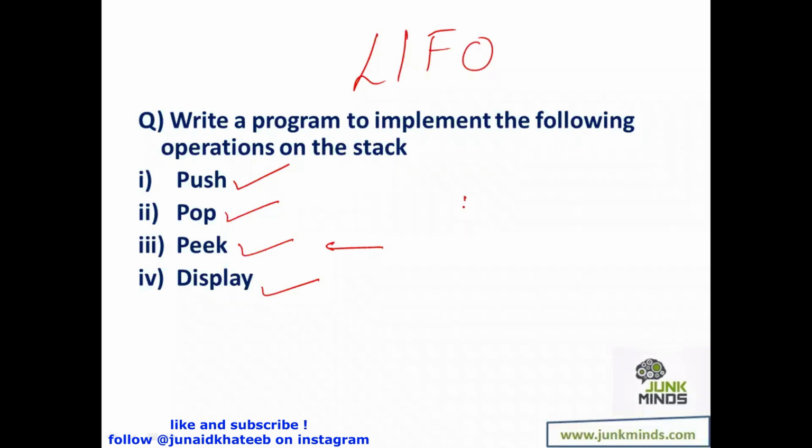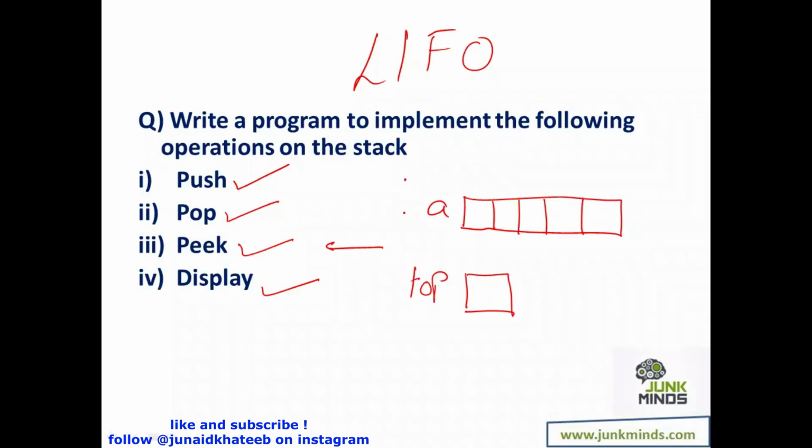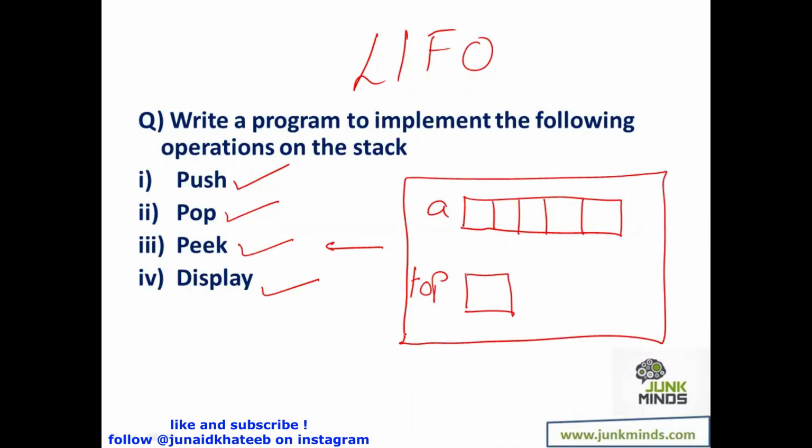Now, for creating a stack, what I need is an array, right? I'm going to work with an array of type integers, and also I need a variable, say top, which is going to store the indexes. So this combined is going to be a stack. Just an array or just this variable top cannot be a stack. So this combination has to be created, and this combination is going to be a stack.